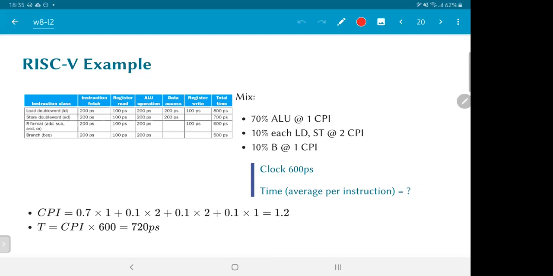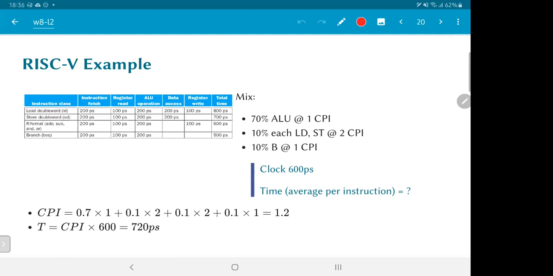And what that means is the average time per instruction is therefore that CPI multiplied by the clock period 600, or in other words, 720 picoseconds per instruction, faster than the original, which was 800. So clearly we can see that this particular multi-cycle implementation is probably a good idea.